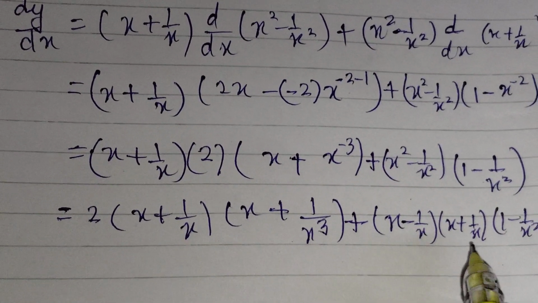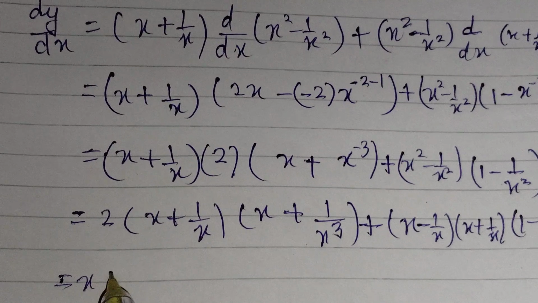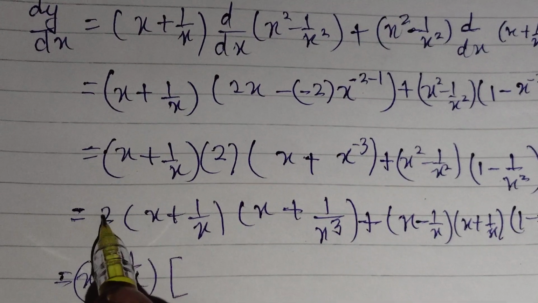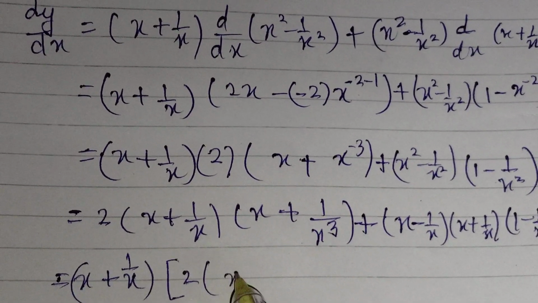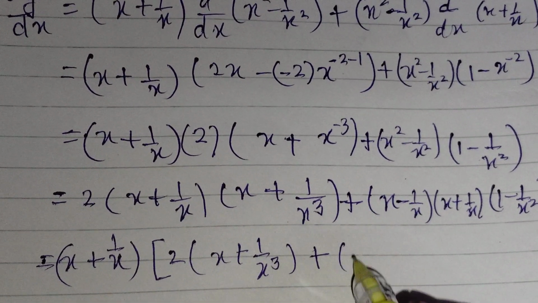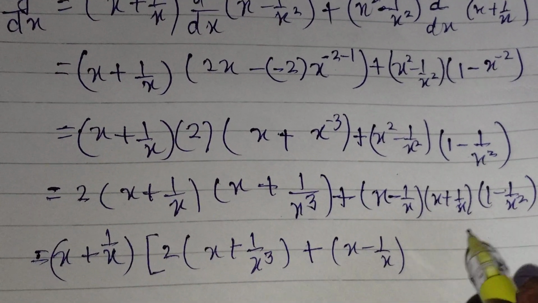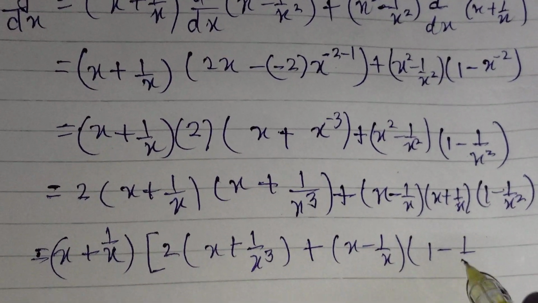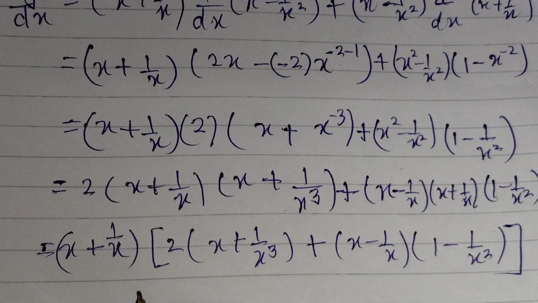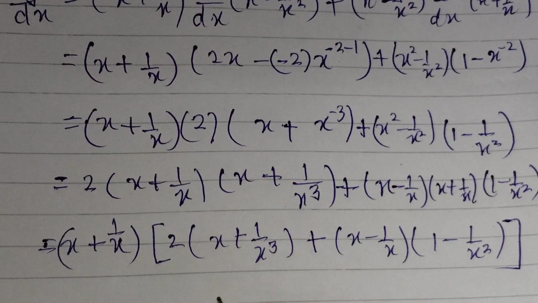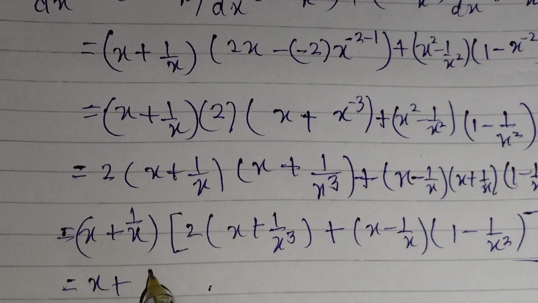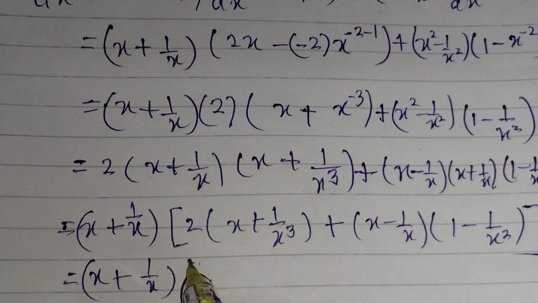Now again taking common, x plus 1 upon x is common, so taking x plus 1 upon x common, we get 2 as it is, x plus 1 upon x cube we write as it is, then plus x minus 1 upon x, then 1 minus 1 upon x square, because this bracket is taken common outside, and then the bracket closes. We can multiply inside and then further solve if possible, otherwise this is the final answer. So we only use algebraic properties here.